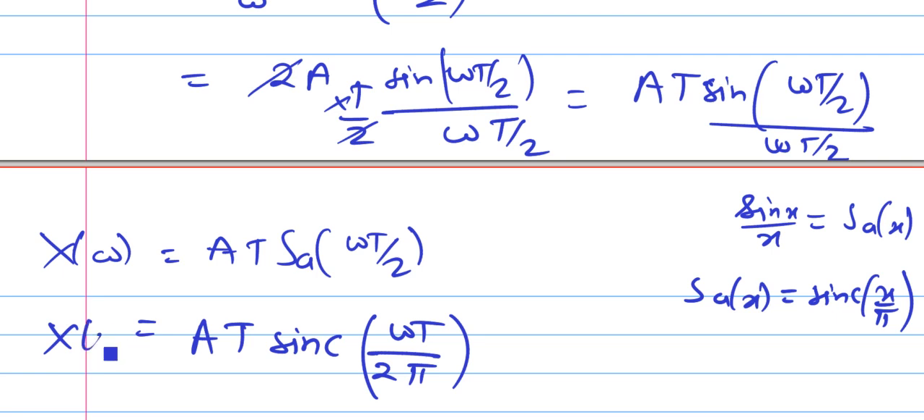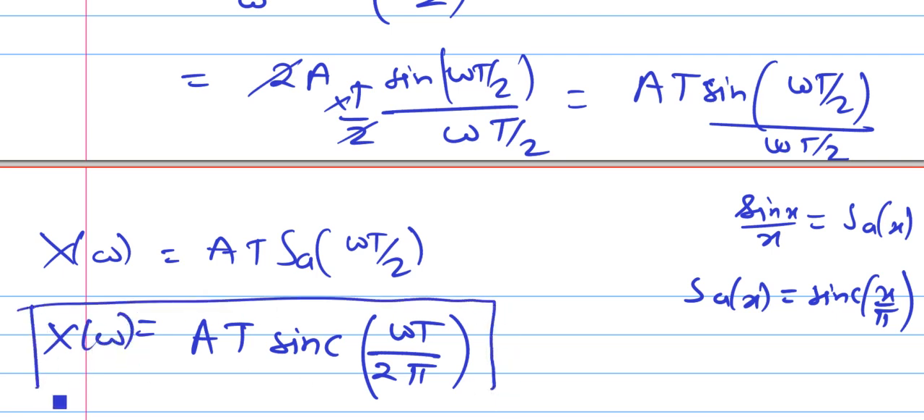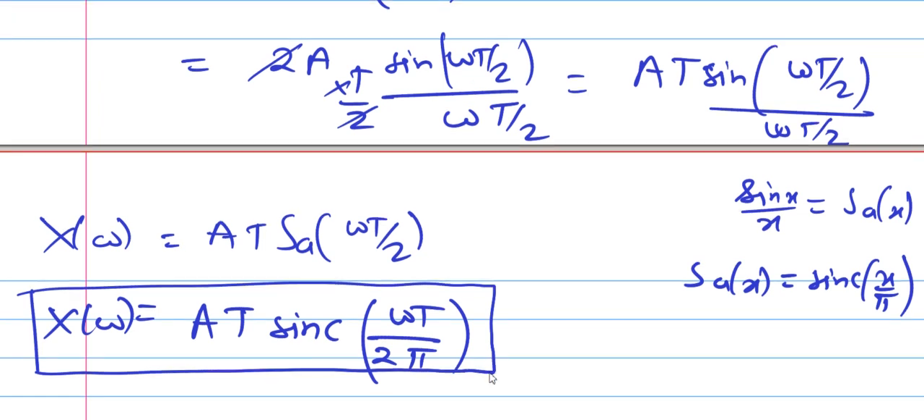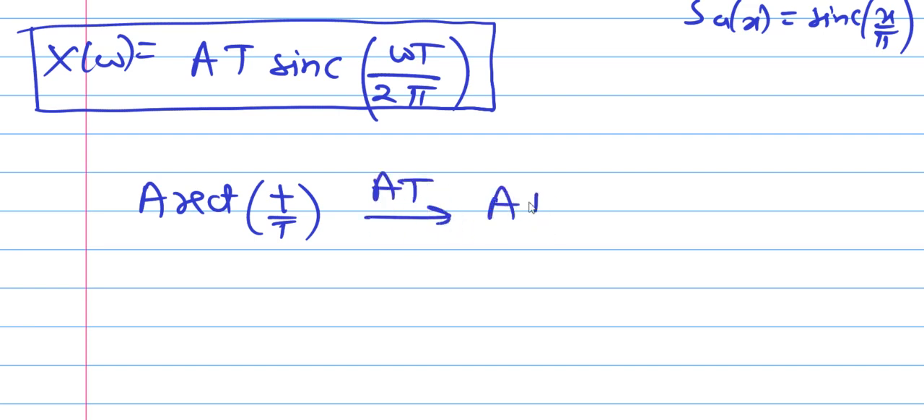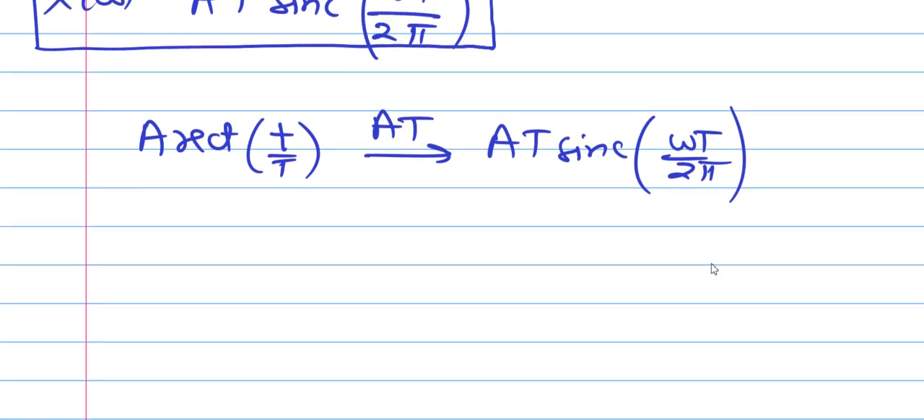So this is the Fourier transform answer. A very important result we got: the Fourier transform of A rect of t by T is AT sinc of omega T upon 2 pi. So I will write the result that A rect of t upon capital T has Fourier transform AT sinc of omega T upon 2 pi. Now we know the sketch of the sinc function.